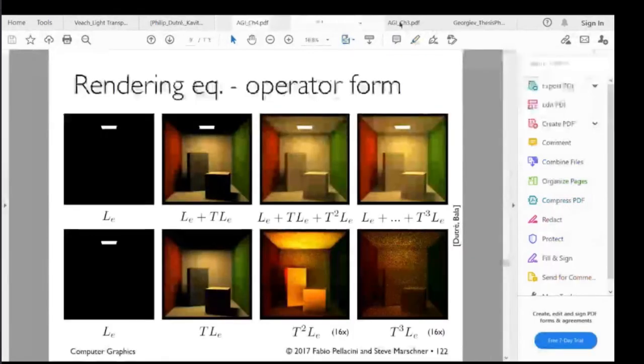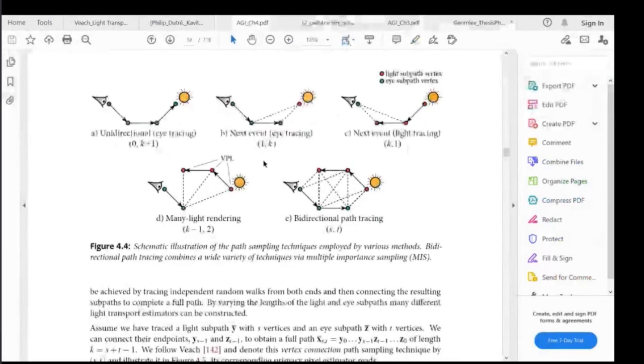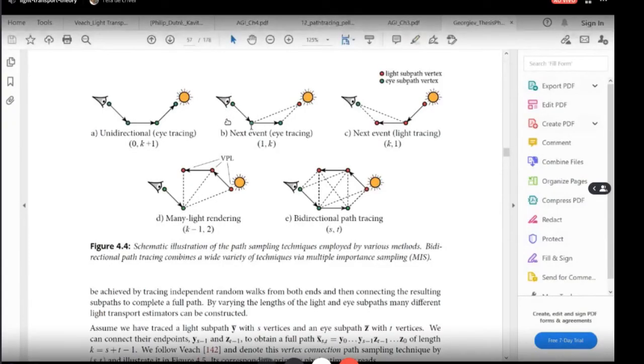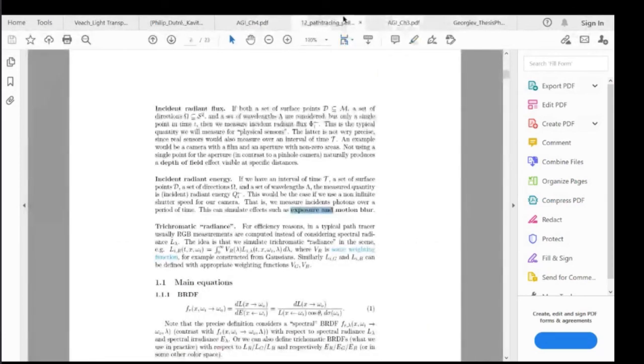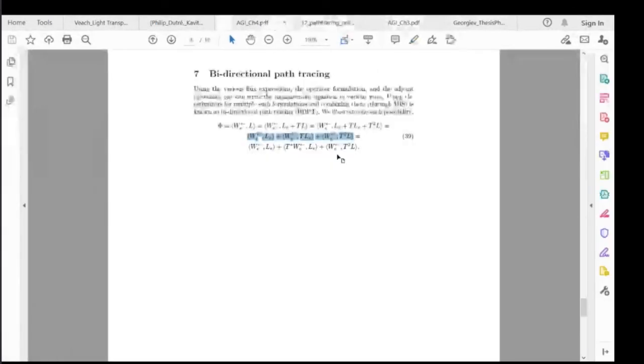Now say you want something different. You want to shoot, once again, from your sensor, sample based on the BSDF, continue, etc. Now you can see one path here if you connect directly to the light, and a second path here if you connect directly to the light. So what is this? What does this correspond to? Something like this.